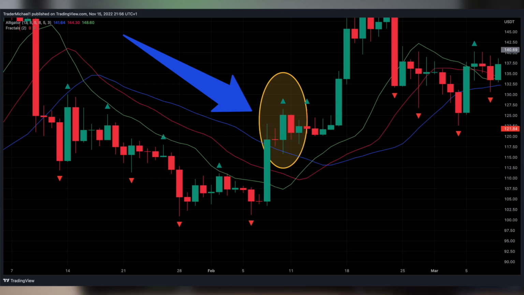There are also some additional conditions to enter trades which we should mention as well. So the first one is when the candlestick on which the signal fractal was formed should not touch the alligator indicator lines. If the candlestick on which the fractal was formed touches the alligator, then such a fractal is considered invalid, and the signal is not tradable.